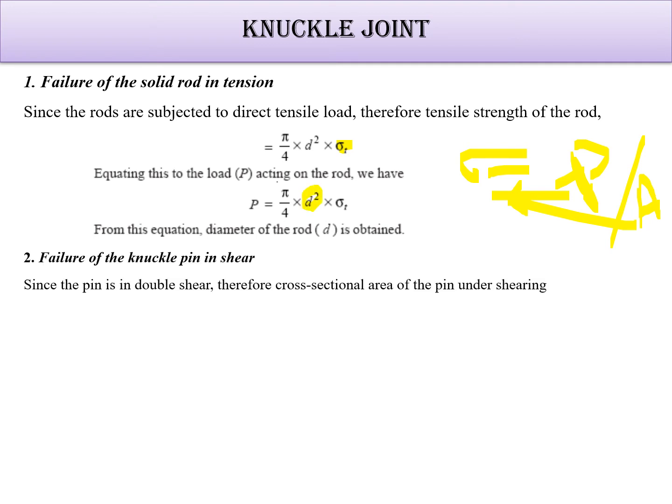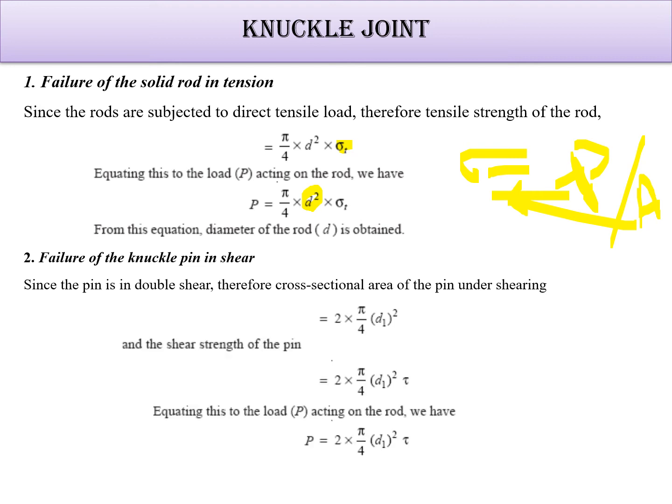Same thing after this, as we know that d1 is equal to small d. That means we need to check the diameter of the pin first. If the diameter of the pin fails, then everything fails. So first we are going to check the diameter of the pin in shear. Shearing is on both sides, so 2 into pi by 4 d1 square into tau. This was the area, and the shear strength of the pin will be 2 into pi by 4 d1 square into tau. This is the shear strength, and the load will be 2 times pi by 4 d1 square into tau.